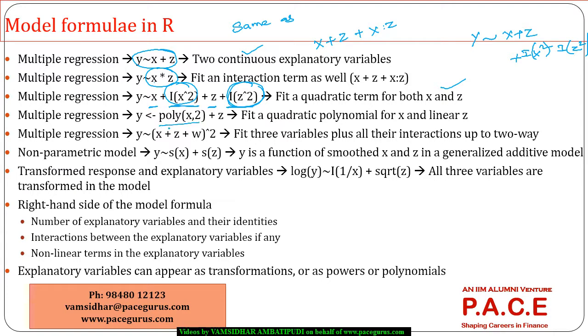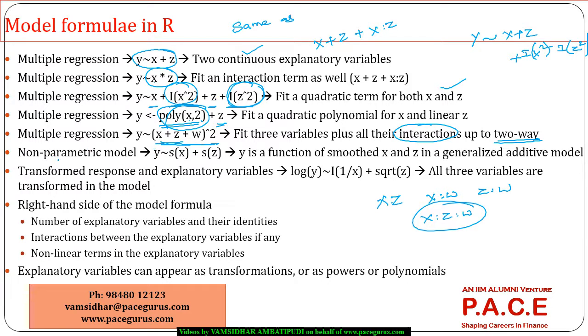Similarly, if I am saying polynomial x comma 2, it's like a quadratic polynomial, but z is more linear. So I can very well set the polynomial for x, whereas for z it should be more linear. So even this is one more way I can fit my multiple regression equation. And this is one more way of creating a multiple regression equation, x plus z plus w whole square, which is saying you will consider all these variables x, z, w. You will also consider their interactions, but only up to two-way interactions. That means you will consider xz, xw and zw, but you will not consider xzw because it is only up to squares. You will have only two-way interactions between the variables.